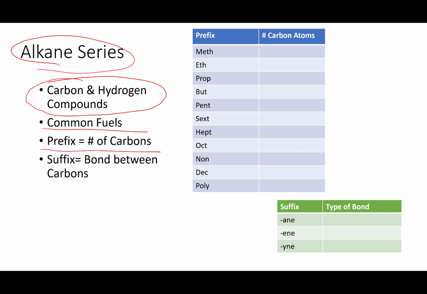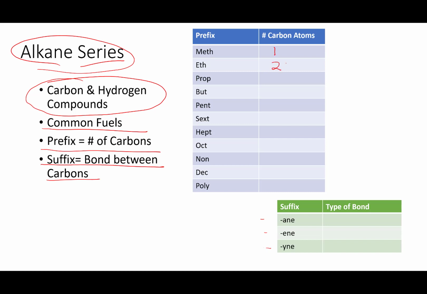There's a prefix that tells you the number of carbons and a suffix that tells the bond between the carbons, whether it is a single, double, or triple bond. So let's fill this in, and then we're going to make some of these alkanes. So meth in the alkane series in hydrocarbons, meth means one carbon.